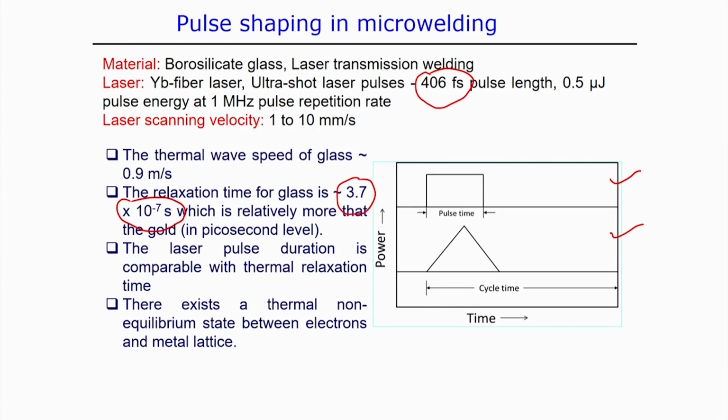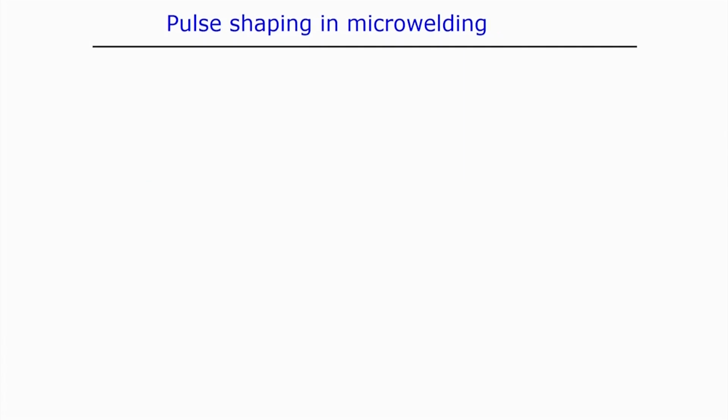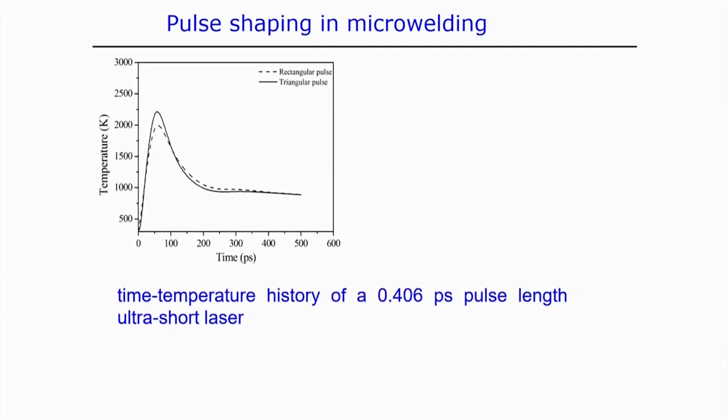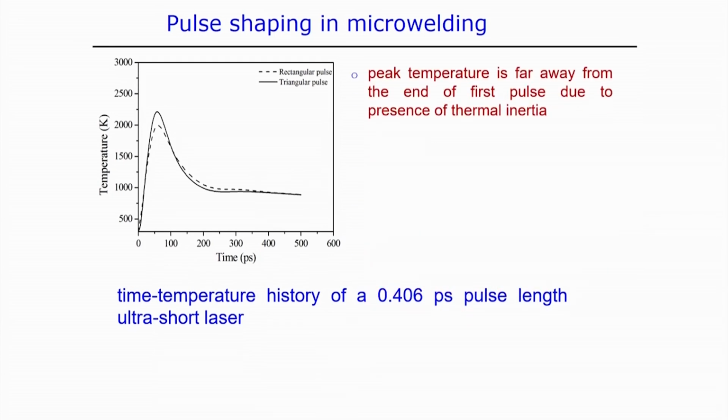So, using these two shapes of the pulse, we will try to see the time temperature history for this femtosecond pulse, or 0.406 picosecond pulse length, using the ultrashort laser, and here we can see that for a single pulse there is a little difference in the time temperature history within the substrate material. So, the peak temperature is high in case of the triangular pulse shape as compared to the rectangular shape of the pulse. At the same time, the peak temperature is actually far away from the end of the first pulse due to the presence of the thermal inertia.